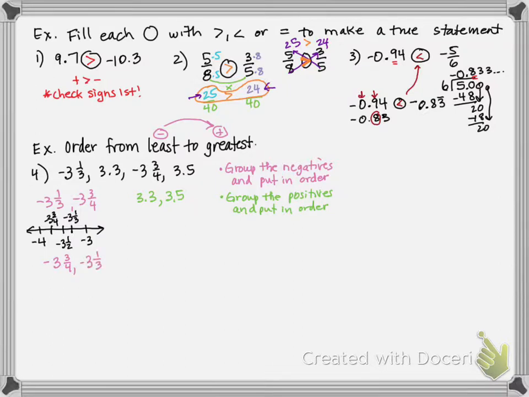Okay, now the decimal ones are pretty simple, right? If we're looking at them, they both have the same whole number, but they do have a difference here. So now with positives, the smaller number is smaller. So that would now give me 3.3, and the largest being 3.5 or 3 5/10. So there's the answer to that.